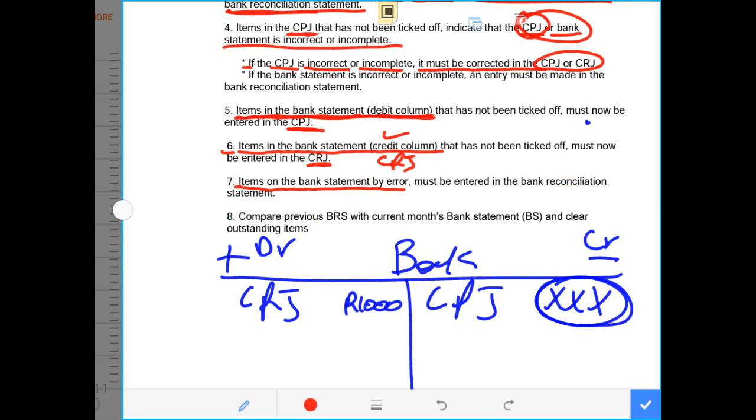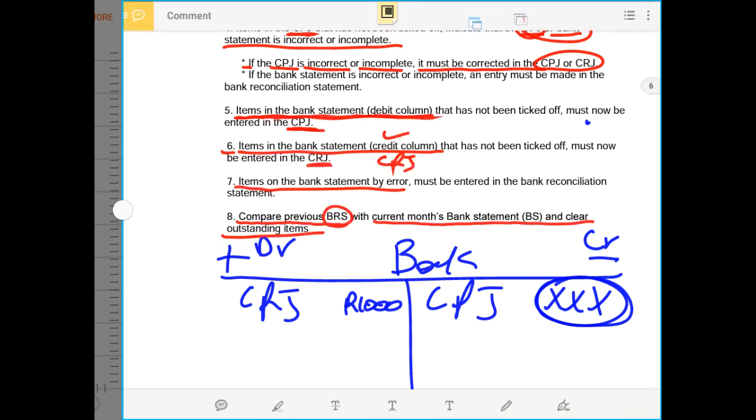So now after that has been done, the last procedure to take into account is the comparison of the previous bank reconciliation statement, BRS, with the current month's bank statement, and clearing the outstanding amounts. Here we compare what is in the previous BRS with the current bank statement. If some amounts appear on both sides, we tick them off and do nothing. But if they don't appear, we take those items into consideration in the current bank reconciliation statement.